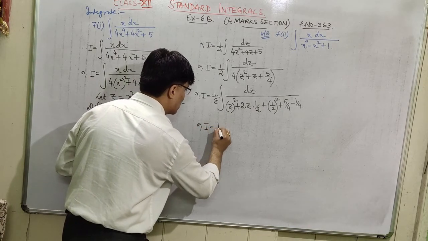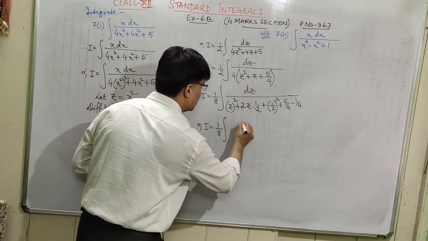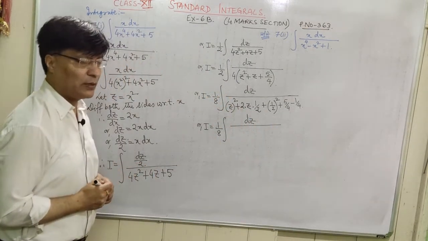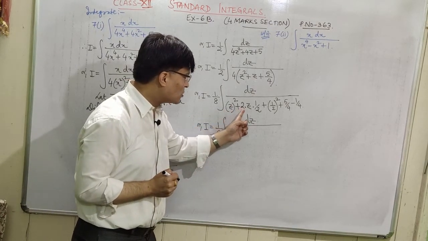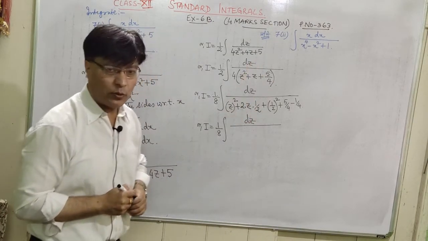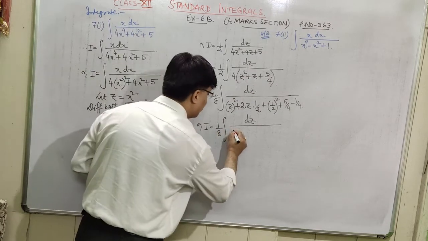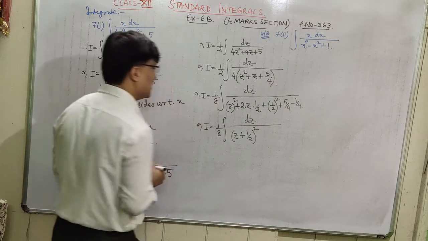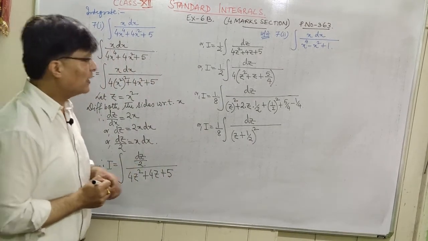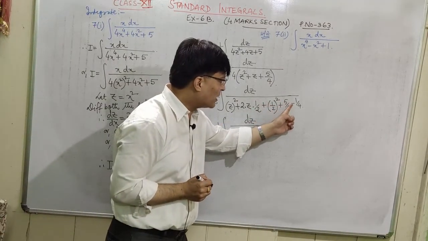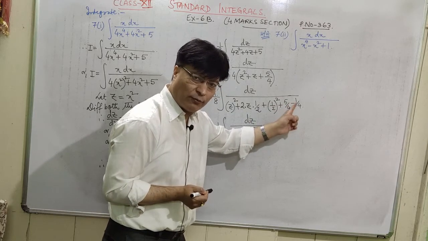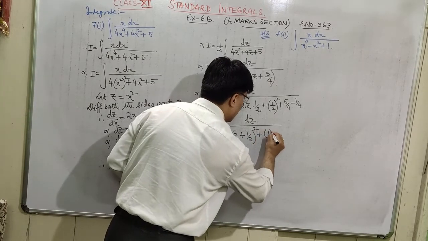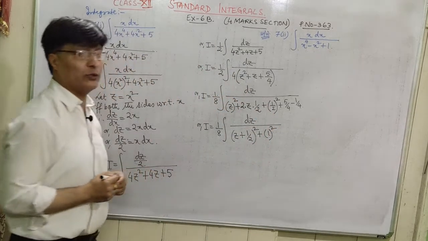I is equal to 1 upon 8 integration of dz divided by, now this is your a whole square plus twice ab plus b whole square. What is the formula? It is z plus half, it is a plus b whole square. Is that clear now? Next, what is 5 by 4 minus 1 by 4? You can simplify it, 4 by 4, which is equal to 1. So plus this 1 can be written in terms of whole square, that is 1 whole square.